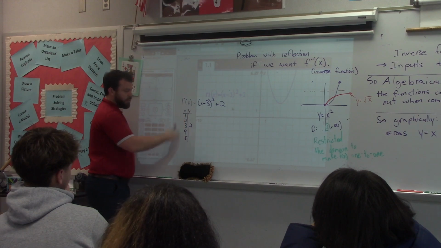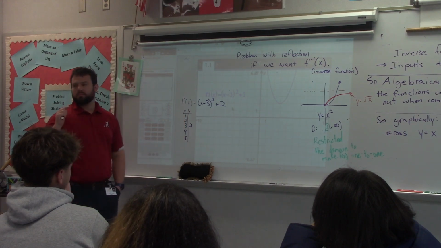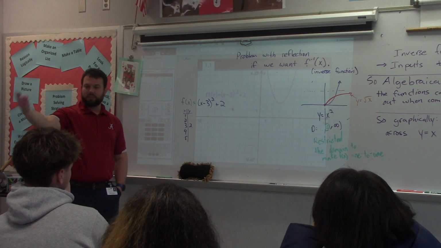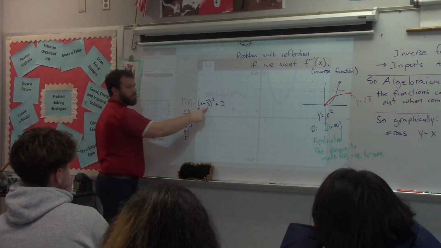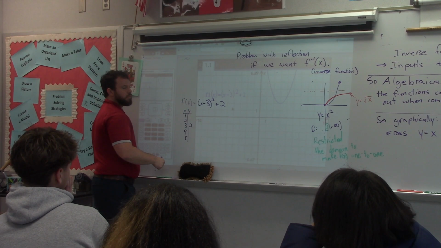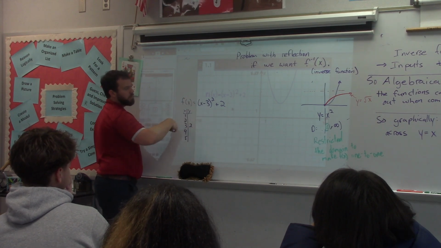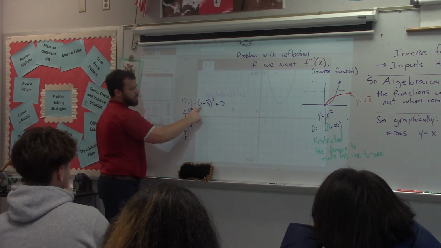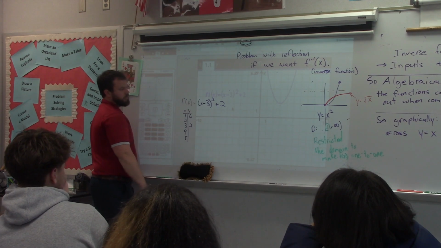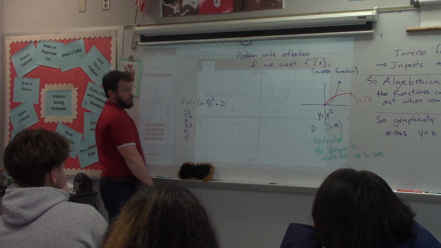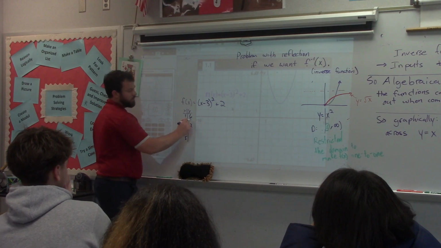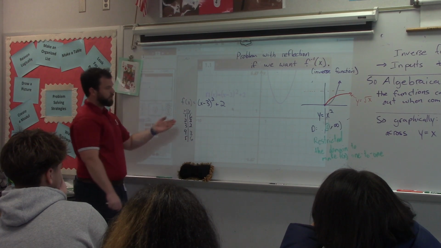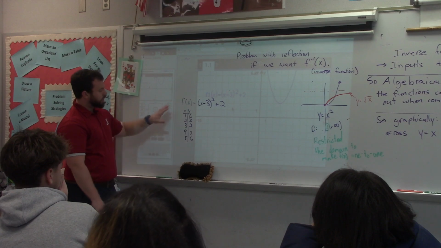And what can I do as long as I have inputs? I can substitute them in for x to get the outputs, right? Okay, so what's 1 minus 3? Negative 2. Negative 2 squared is? 4. 4 plus 2 is? 6, okay? 2 minus 3? Negative 1. Negative 1 squared? 1. 1 plus 2? 3. And you know what's going to happen right over here? Same thing, right? 4 minus 3 is 1. 5 minus 3 is 2. And so I get exactly the same thing.